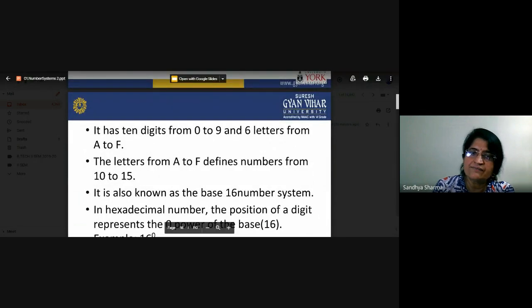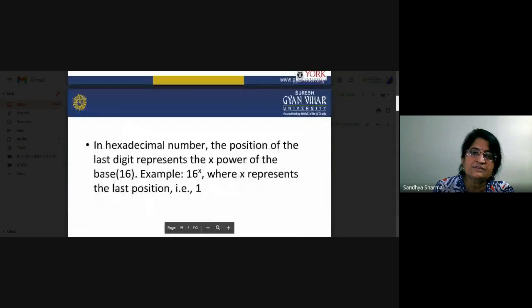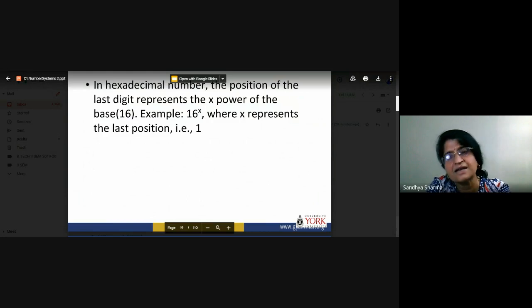It is the same as what we told you about base 10. The first position value is equal to 16 raised to the power 0, and the last position value is equal to 16 to the power x. And what is x? X represents the last position of that hexadecimal number. So by using these rules, we can represent our hexadecimal number system.